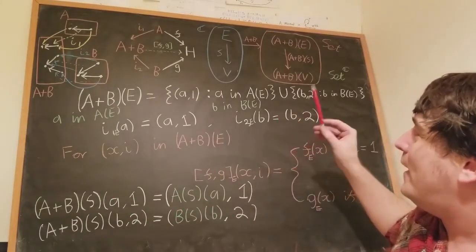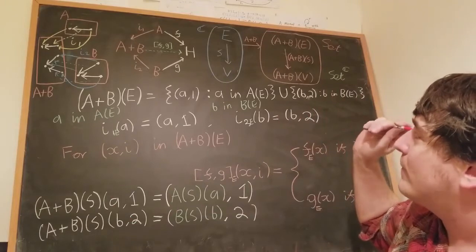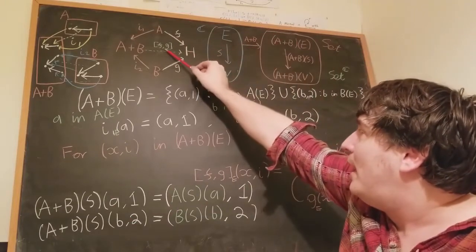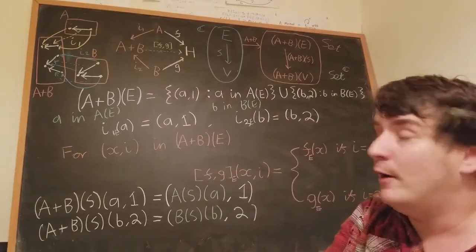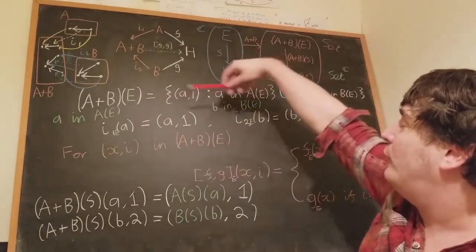And then finally, there's this question of how (f, g) works. What's the structure of these intermediary arrows? Well, what do we have?